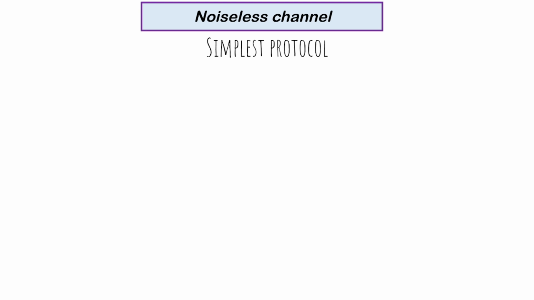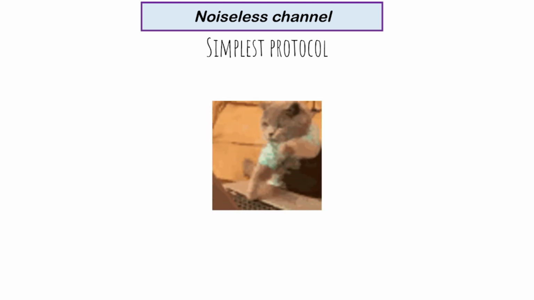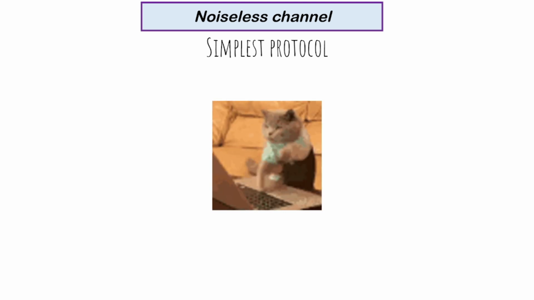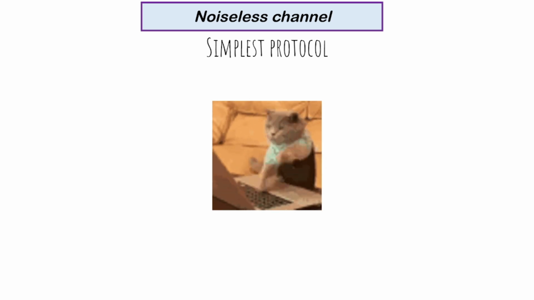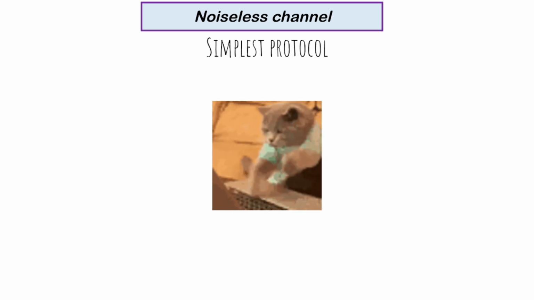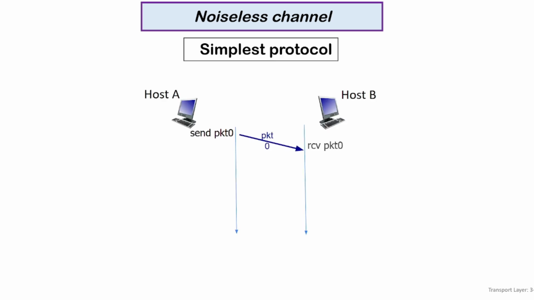In the simplest protocol, the sender is sending data at super fast speed, and the receiver is also able to receive and process data at that speed. So it can be seen that packets 0, 1 and 2 are sent by the sender, and all of those packets will be received by the receiver without any problem.